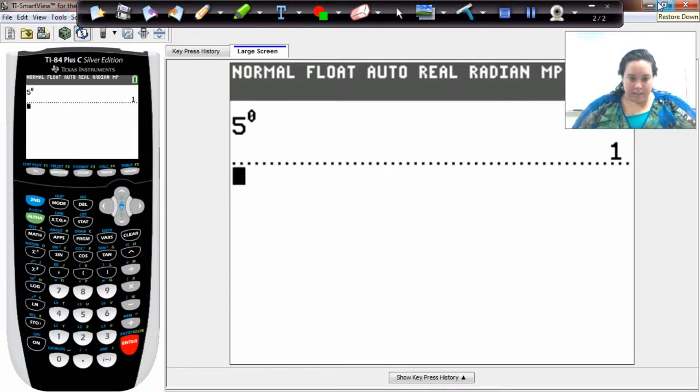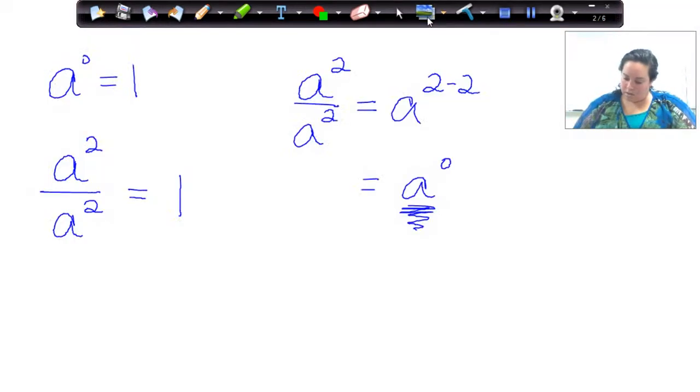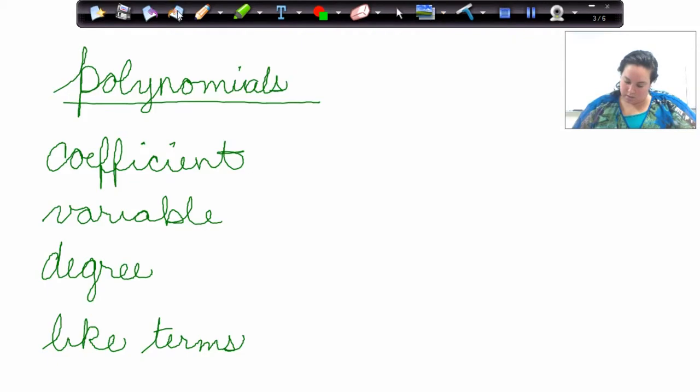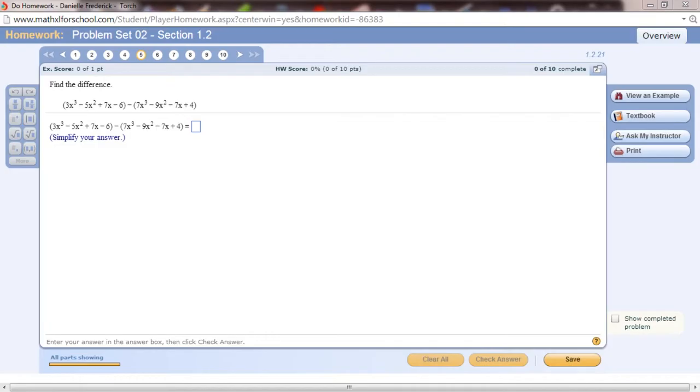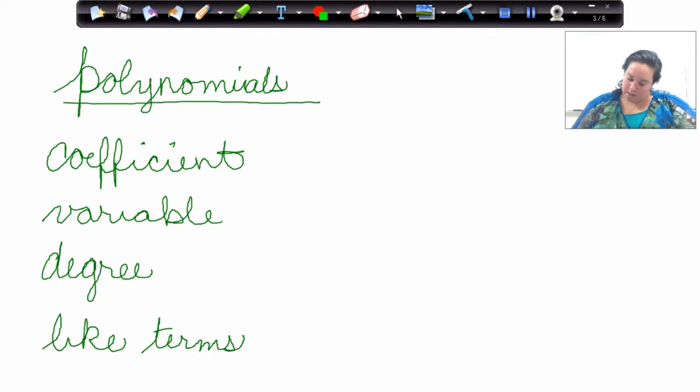All right, let us go back to our polynomials. That's where we're going to begin. Okay, so let's work with polynomials. Do you remember what they are? We have some examples maybe.